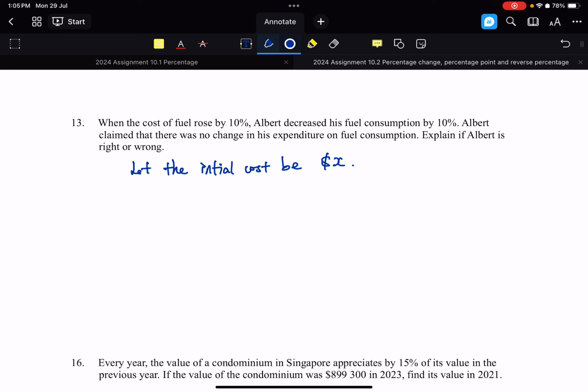So what happened when we do this? After a 10% increase, cost equals 10% more. So 110 over 100 times x, and of course, this simplifies to 1.1x. Then after that, Albert uses 10% less. That means 90%.